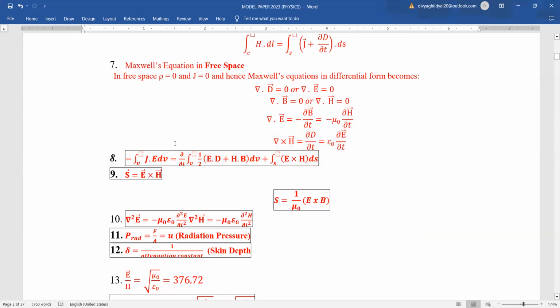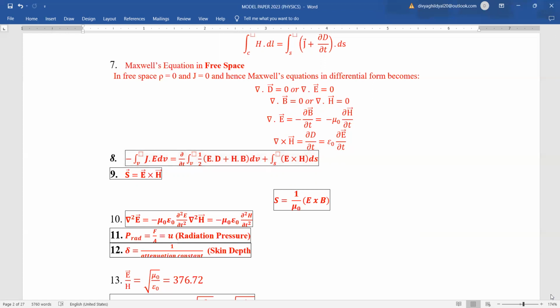Now, Poynting theorem is again one of the very important topics of electromagnetic theory. This equation summarizes Poynting theorem mathematically, where it states that integral V J dot E dV equals del by del T of the integral of (E dot D plus H dot B) divided by 2, plus the integral of E cross H, where E cross H is the Poynting vector, and E dot D plus H dot B means energy due to electric field and energy due to magnetic field.